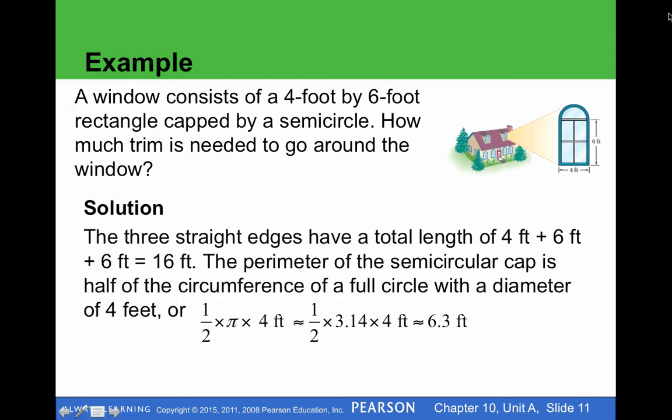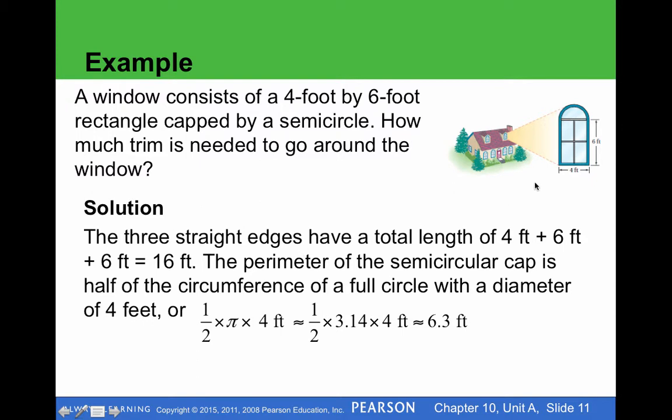So what we need to do is figure out the length of the straight sides. So we have two 6-foot straight sides and one 4-foot straight side. If we add those together, 4 feet plus the two 6-foots, we have 16 feet. But then we also have the length up top, which is half of the circumference of a circle. To know the circumference of a circle, we need to know its diameter, which is 4 feet.